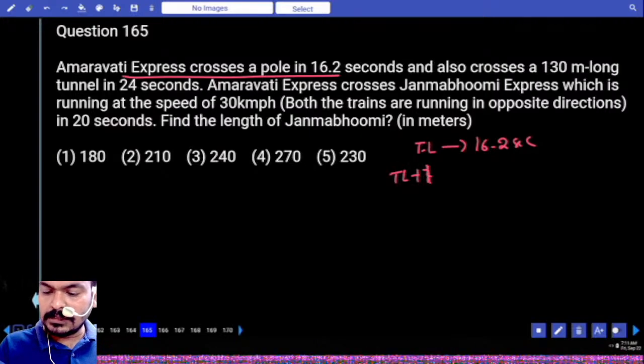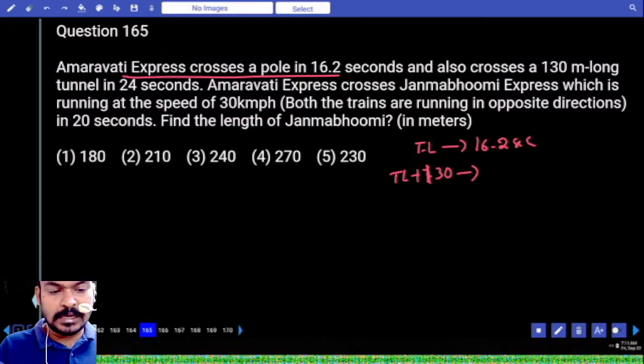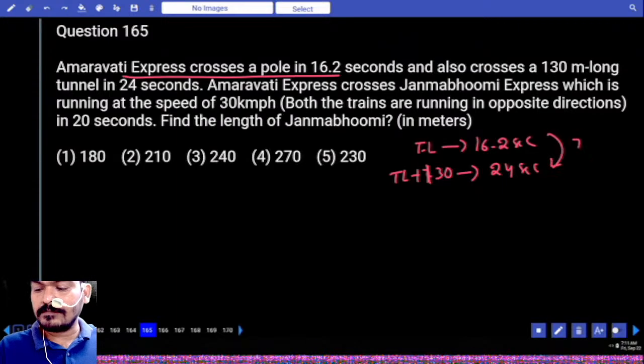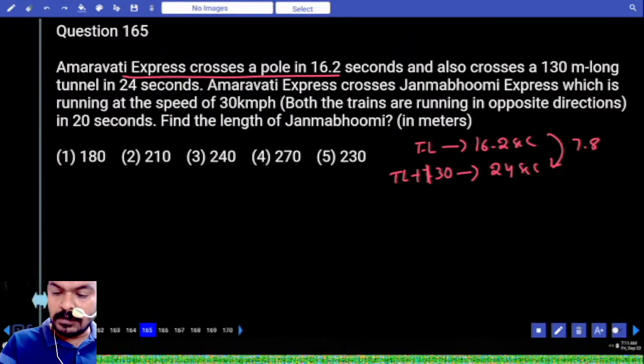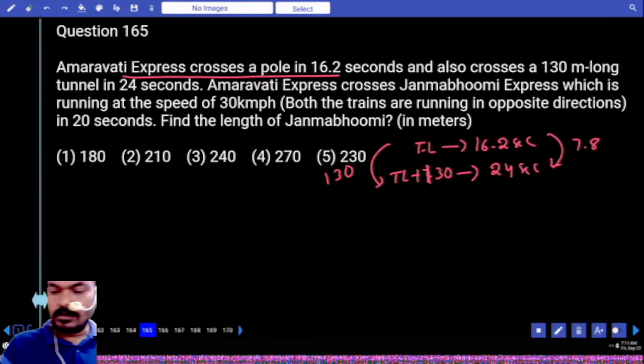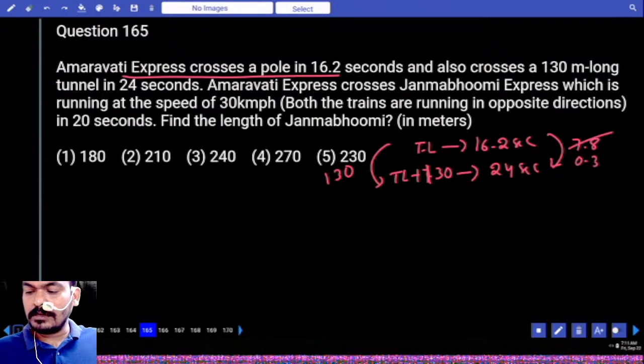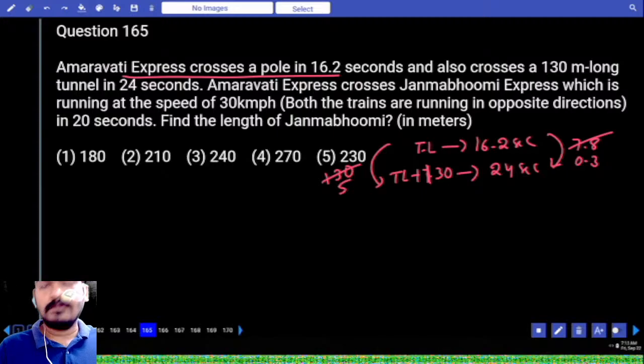What is the tunnel length given? 130. In how many seconds? 24 seconds. How much time is extra taken? 7.8. How much distance is extra covered? 130. Okay. 26 is how many times 0.3? 5 times. Every 0.3 seconds how much distance is covered?